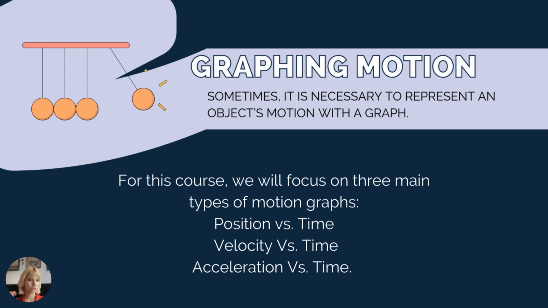Okay, we've made it to graphing. So sometimes it's necessary to represent an object's motion with a graph. For this course, we are going to focus on three main types of motion graphs. So we have position versus time, velocity versus time, and acceleration versus time.